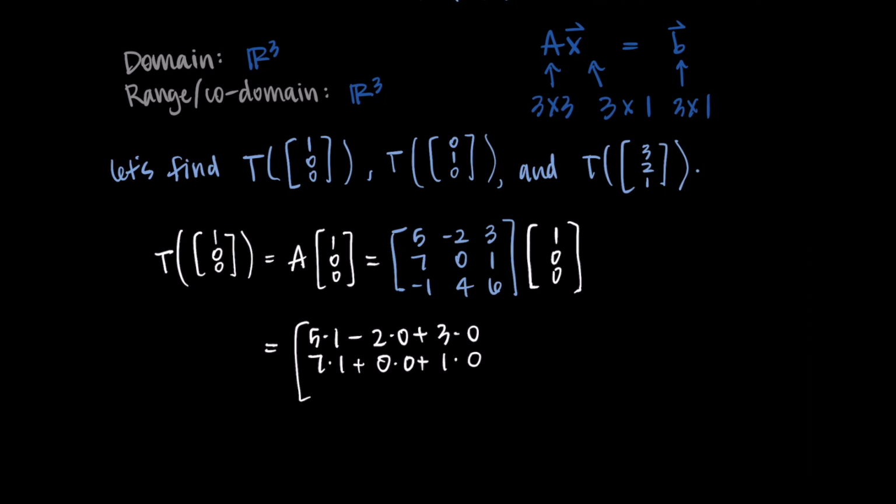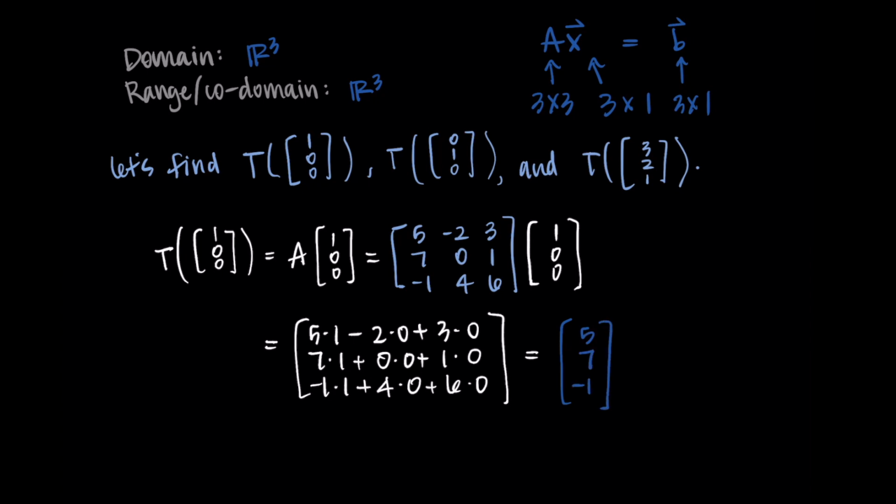So I'm just going row by row. Then negative 1 times 1 plus 4 times 0 plus 6 times 0. Since we only had that 1 in the first position, those are the only terms that are coming out. So we're really taking 1 of the first column and 0 of the next 2 columns. So we're getting 5, 7, negative 1 as our resulting vector. What this input vector 1, 0, 0 did was give us just the first column of A. So 5, 7, negative 1 is that first column from A.